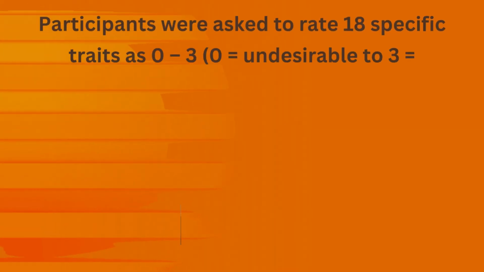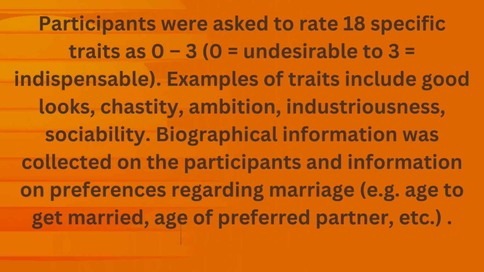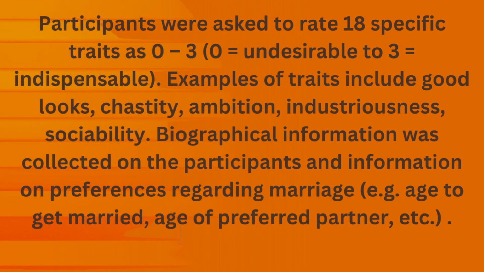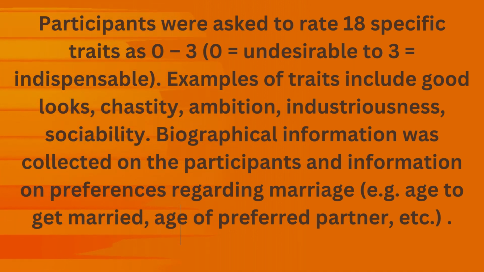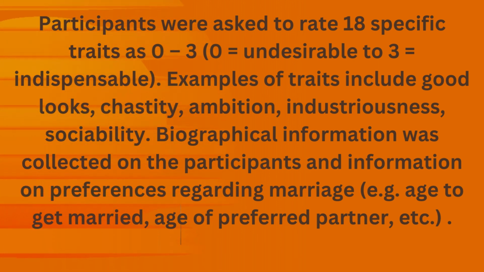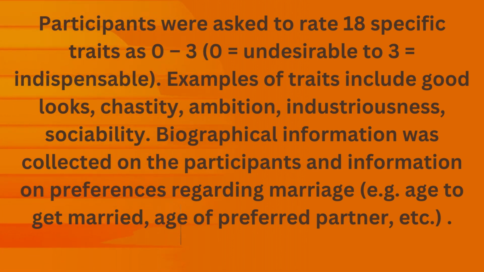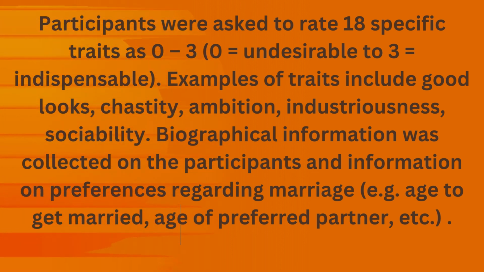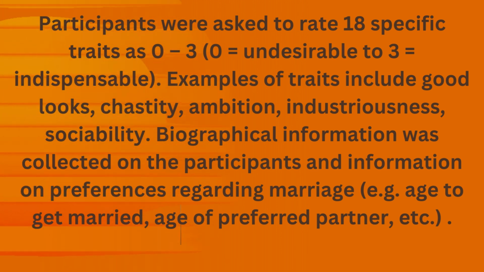Participants were asked to rate 18 specific traits from 0 to 3. 0 is the most undesirable and 3 is indispensable. Examples of traits include good looks, chastity, ambition, industriousness, sociability. Biographical information was collected on the participants, and information on preferences regarding marriage, that is, for example, age to get married, age of preferred partner, etc.